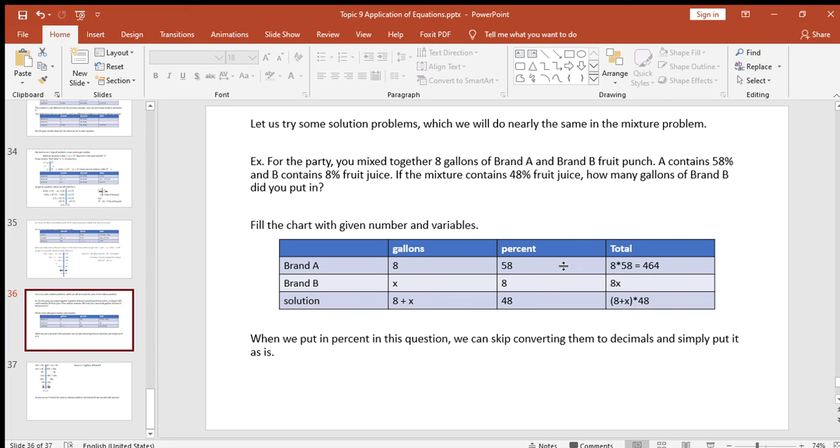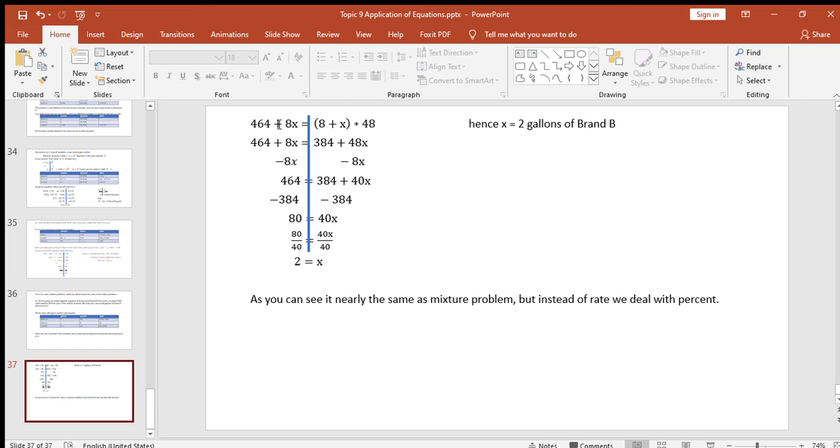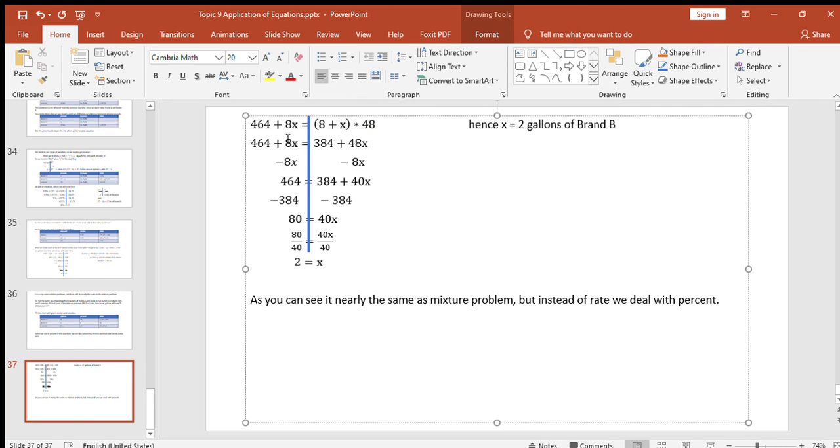This is why I like these solution problems. And then you multiply: 8 times 58 should give you 464. x times 8 should give you 8x. 8 plus x times 48 should give you this equation.